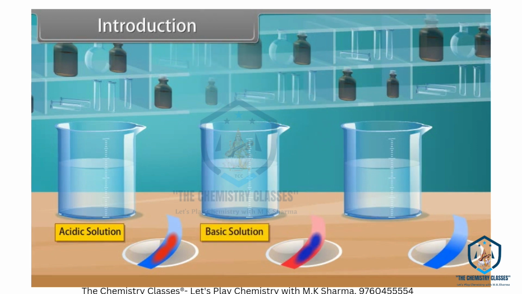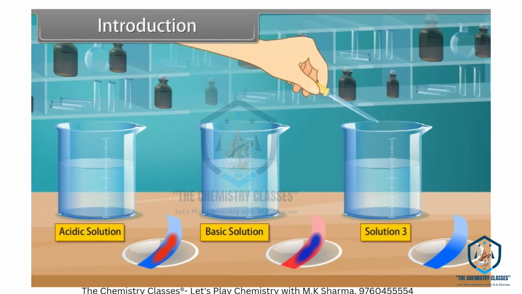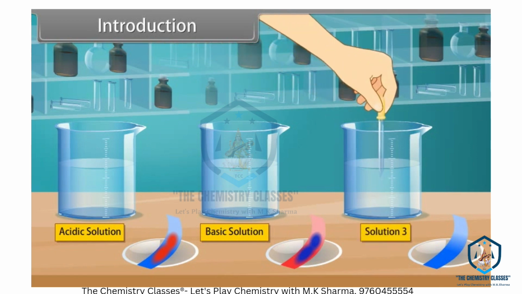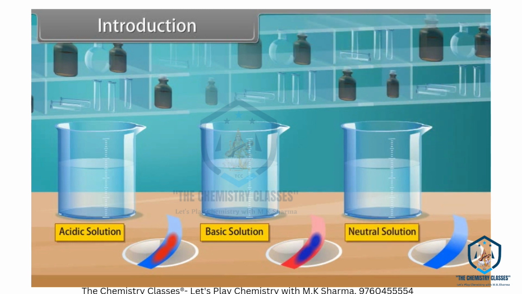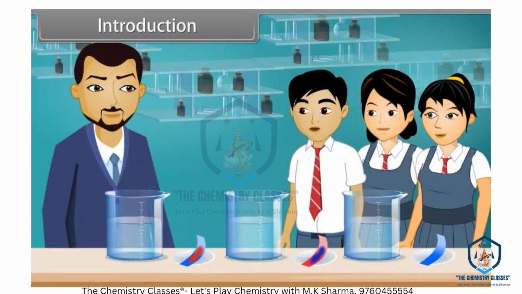Finally, we test for solution 3. The color is not changing. It shows that this solution is neutral and we can say that solution is at equilibrium. Sir, what is equilibrium? Equilibrium is a condition when the number of moles of base becomes equal to the number of moles of acid. Let's learn more about it. In this lesson, you will study the physical and chemical equilibrium.